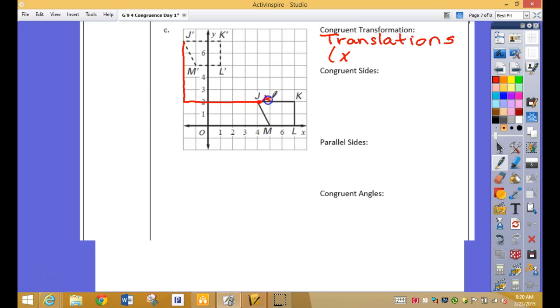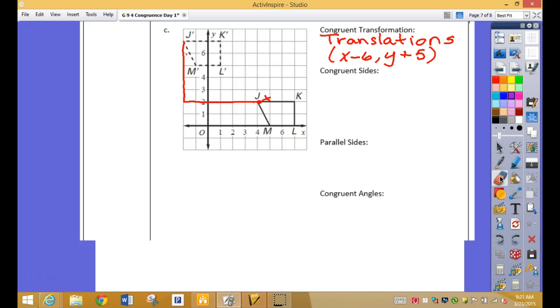The x is always left or right. So what did I do? I went left, so is that a positive or a negative? It's a negative, and we went 6. 1, 2, 3, 4, 5, 6. So x minus 6, comma, what did we do to the y? We had to go up, so is that positive or negative? Positive how many? 1, 2, 3, 4, 5. So plus 5. So we did a translation of x minus 6, y plus 5.